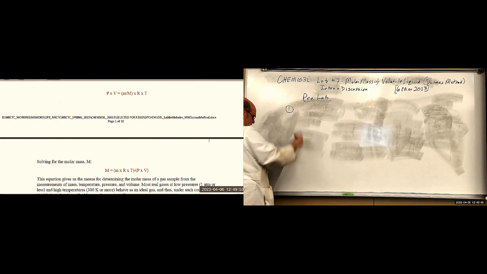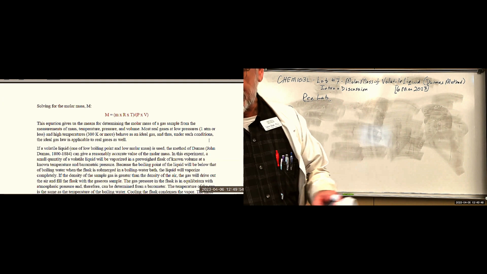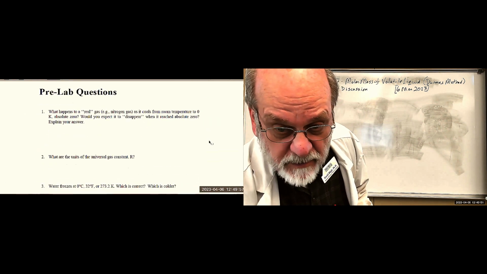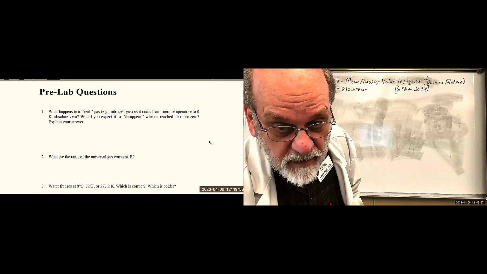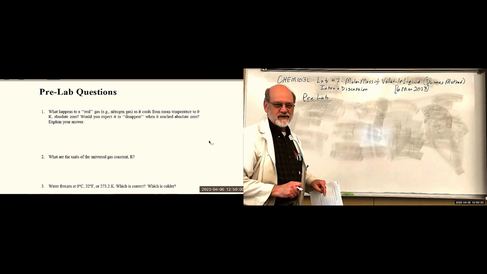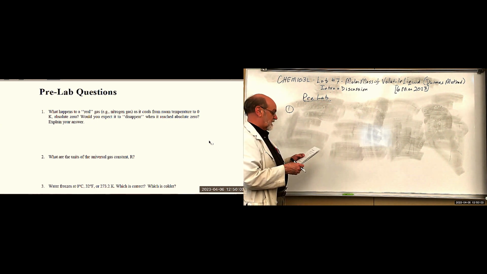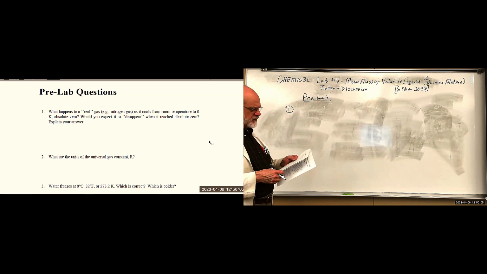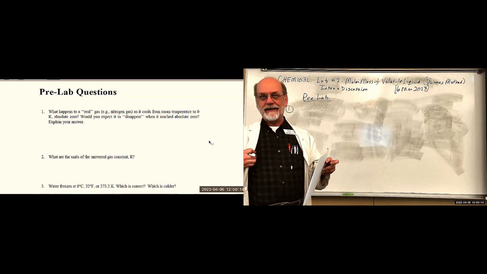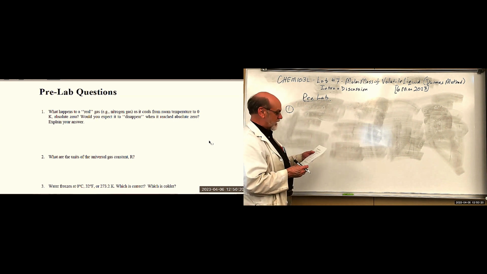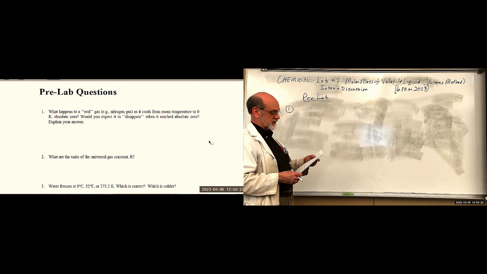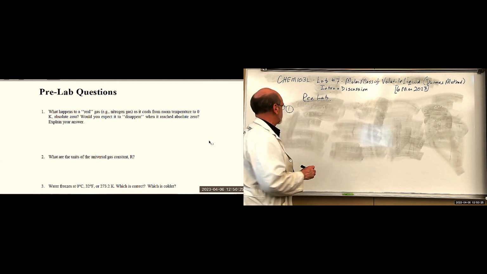Okay, pre-labs. Number one. Since this is being recorded, let me scroll down to the pre-labs. Here we go. What happens to a real gas, nitrogen is our example here, as it cools from room temperature to 0 K? I wouldn't say to 0 K because you can't get there. Towards 0 K would be a better choice of words. As you approach 0 K, absolute zero, what happens to a real gas?